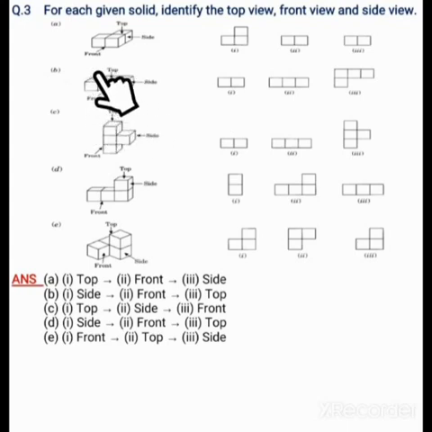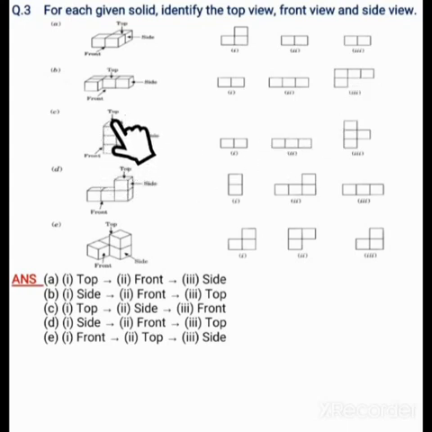In top side there are 4 boxes, in front side 1, 2 and 3 boxes, and in side view there are 2 boxes, one this way and one this one. So 2 boxes is a side view, 3 boxes is a front view, and 4 boxes is a top view. Now come to the third one.